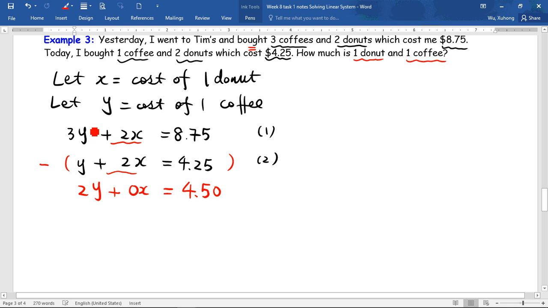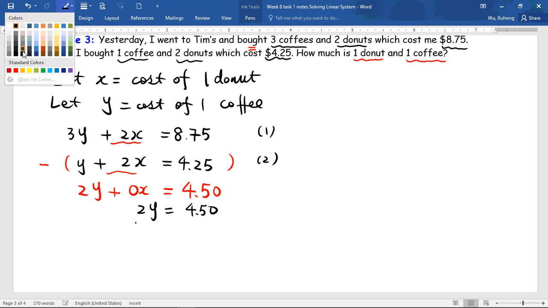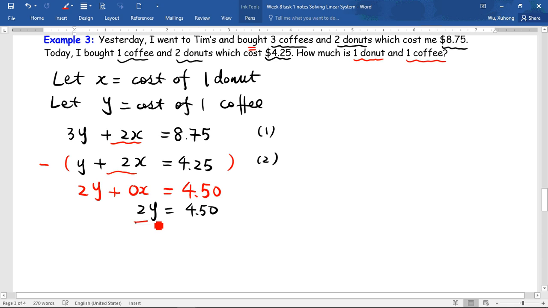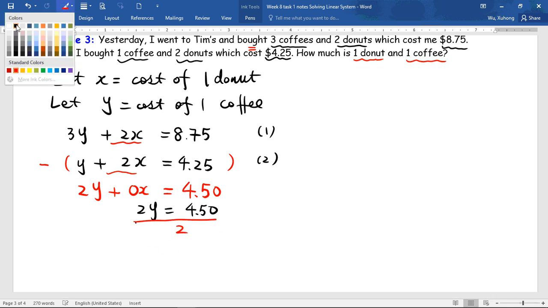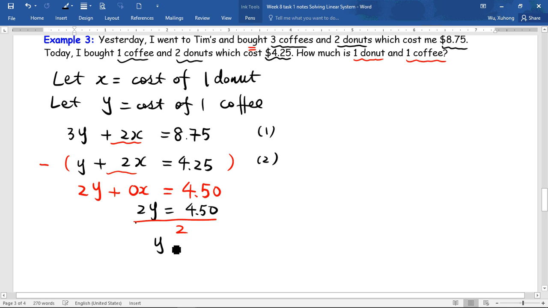Then you will see this equation has 1 variable left. 0 times x gives you 0. Then we move the 2 to the other side. You will have the price of 1 coffee: 2 divided by 2 gives you 1y. $4.50 divided by 2 gives you $2.25.